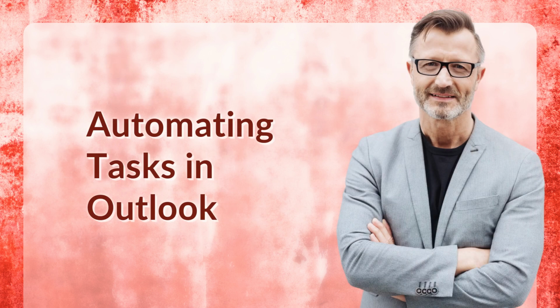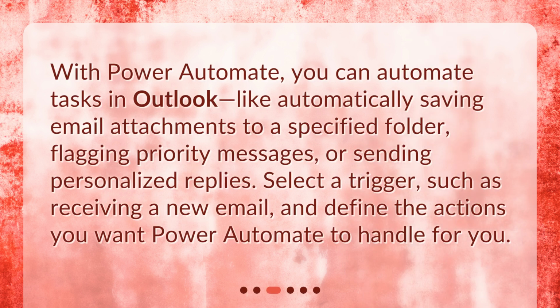Automating tasks in Outlook. With Power Automate, you can automate tasks in Outlook, like automatically saving email attachments to a specified folder, flagging priority messages, or sending personalized replies. Select a trigger, such as receiving a new email, and define the actions you want Power Automate to handle for you.